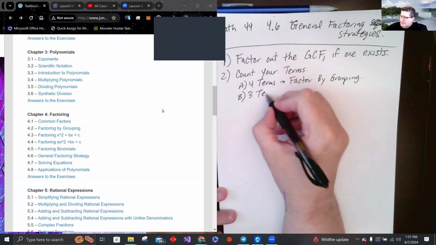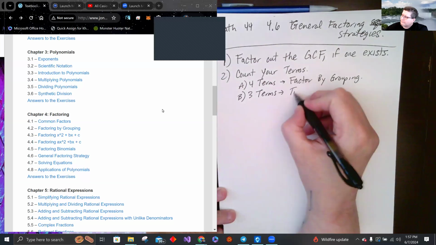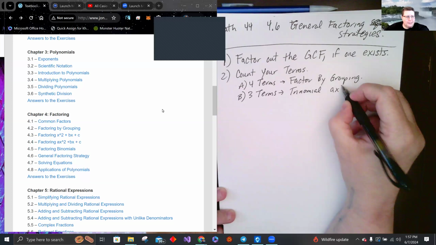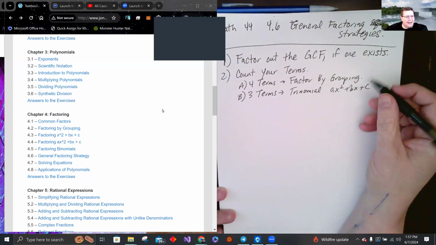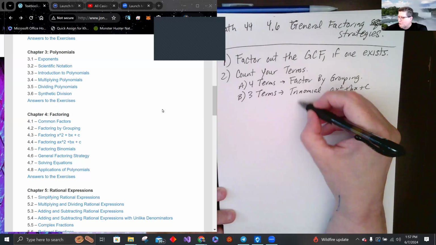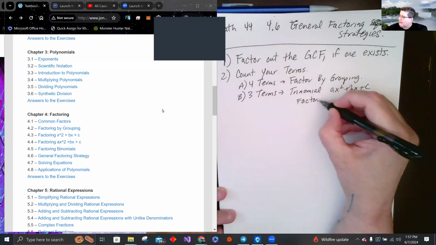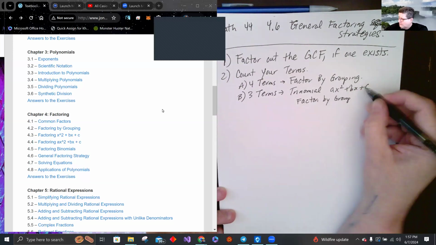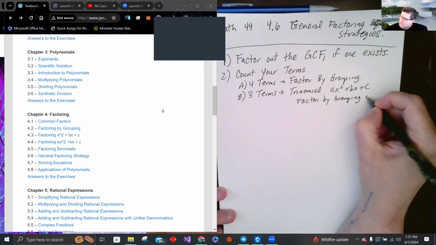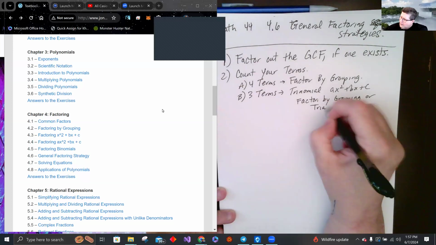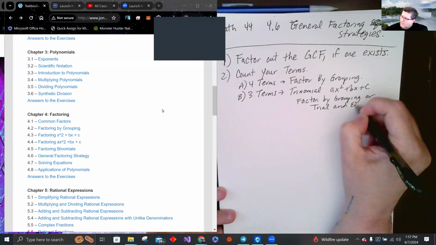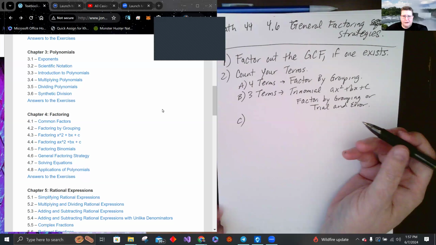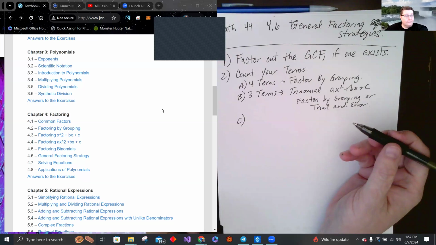3 terms was a trinomial. This was our ax squared plus bx plus c. You can do it by factor by grouping or by trial and error. Grouping will always work if one exists. Trial and error, you may not get it for a while, if ever.